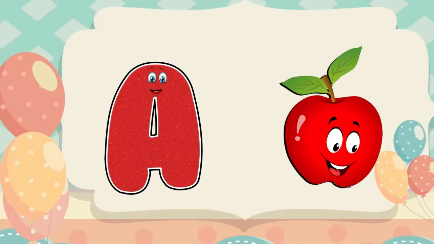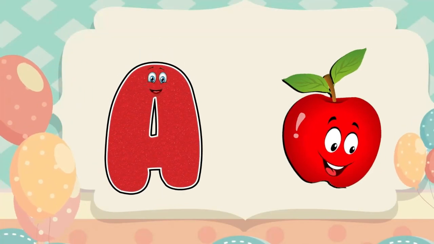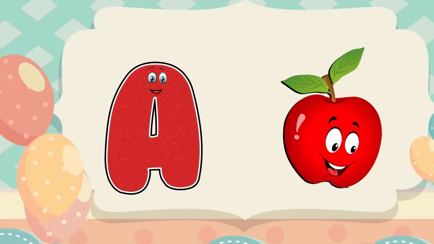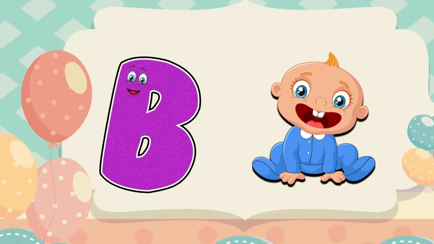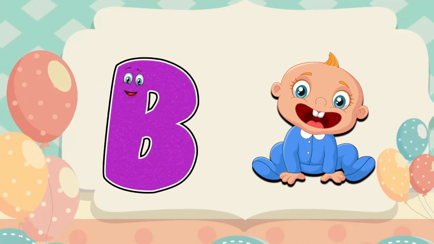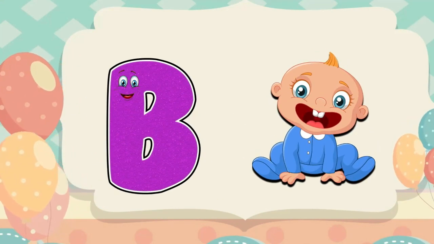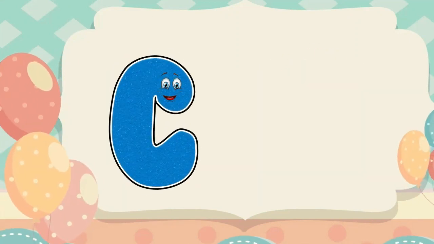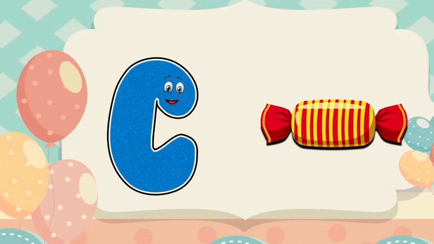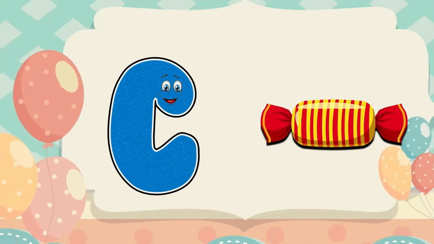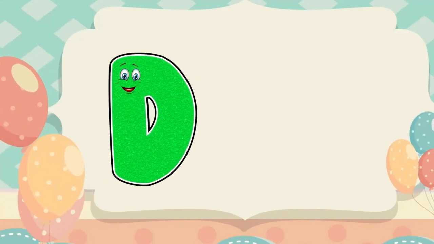A is for apple, apple, apple. A, apple. B is for baby, baby, baby. B, baby. C is for candy, candy, candy. C, candy. D is for diamond, diamond, diamond. D, diamond.